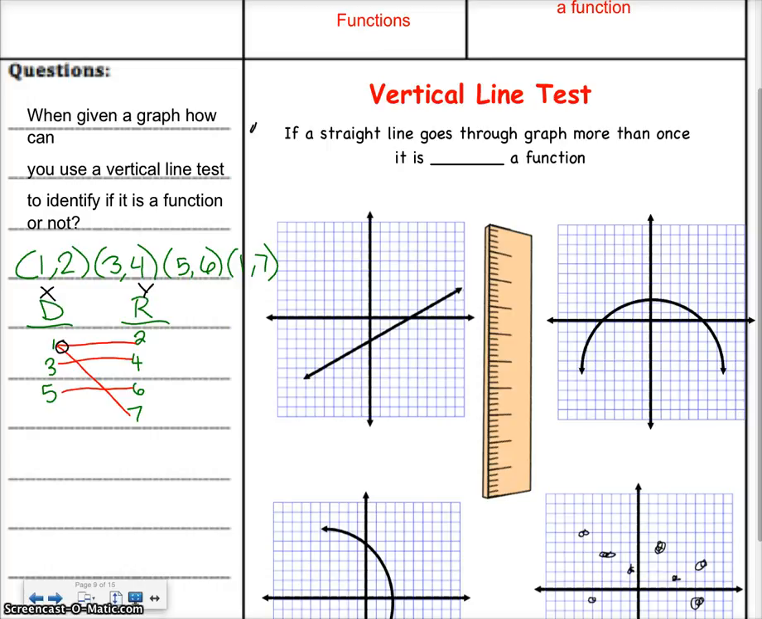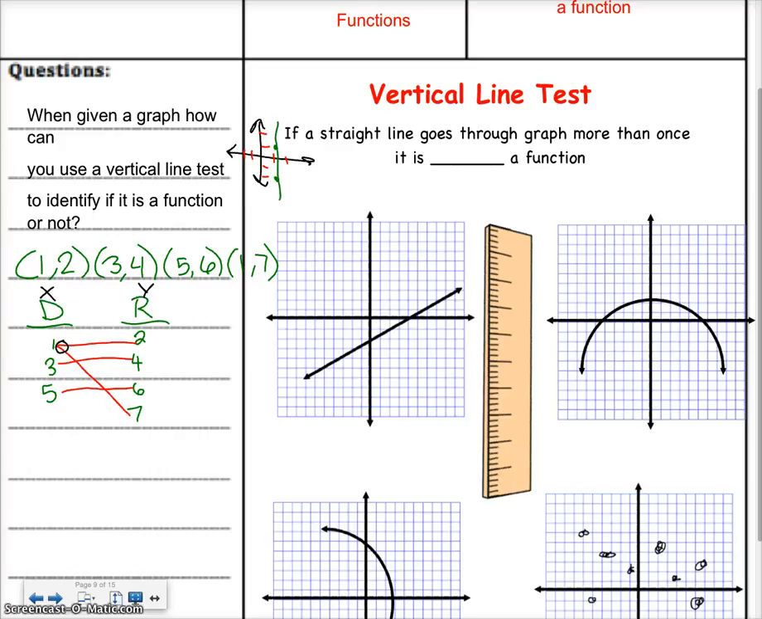Now notice a graph. Notice this graph: when x is 1, y is 2. Yep, that's a function. However, if x is 1 and y is negative 2, x is two things. X can't be two things. Notice that when it's two things, it's not a function.